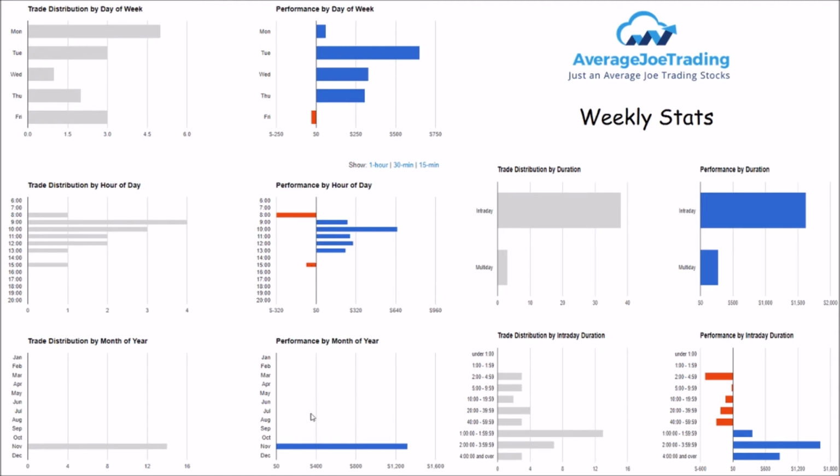Doesn't really mean anything because this is just the first month. This tells me my trade distribution, intraday. This tells me how many trades I took that lasted 2 to 5 minutes, how many 5 to 10 minutes, how many 10 to 20, and so on. And this tells me what my performance was.